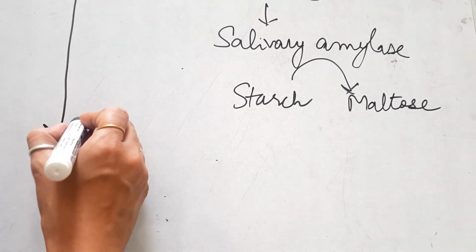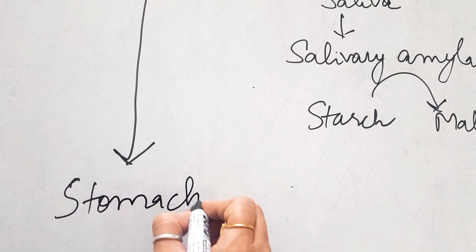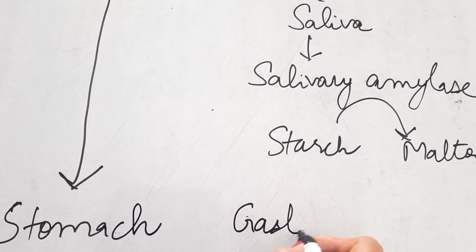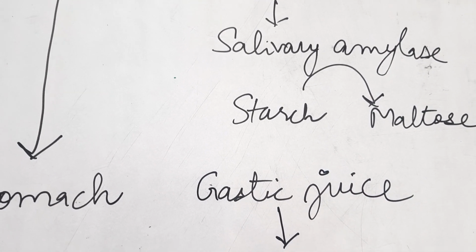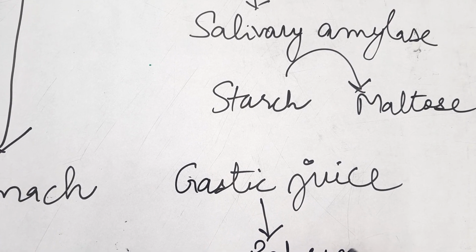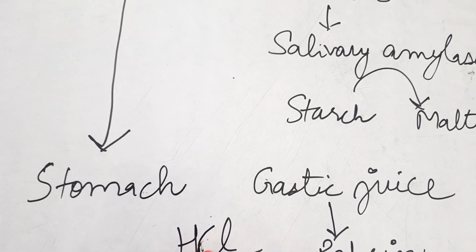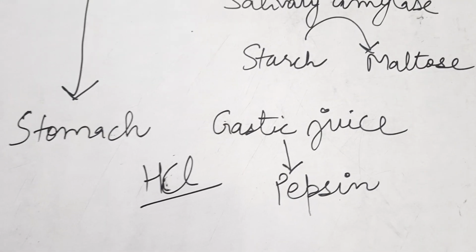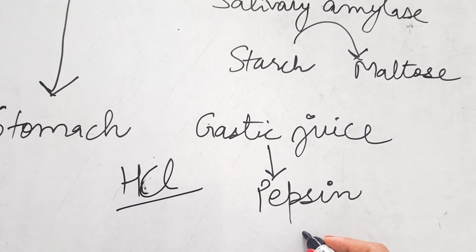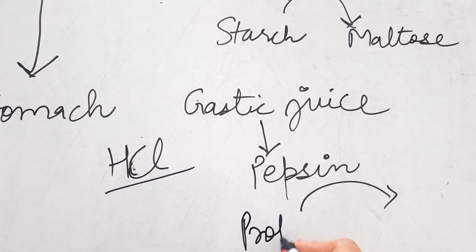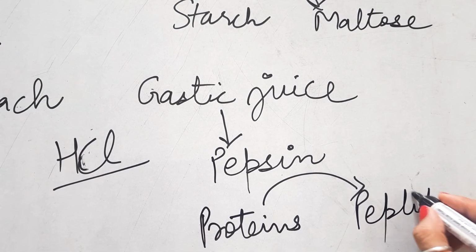Then food, via peristaltic movement through the esophagus, reaches the stomach, and in our stomach we have gastric juice present, which is released by gastric glands, and this juice has the pepsin enzyme. This pepsin enzyme functions only in acidic pH. So the HCl which is released in our stomach helps to activate pepsinogen, which is the precursor for this enzyme, and it converts proteins into peptides and peptones.